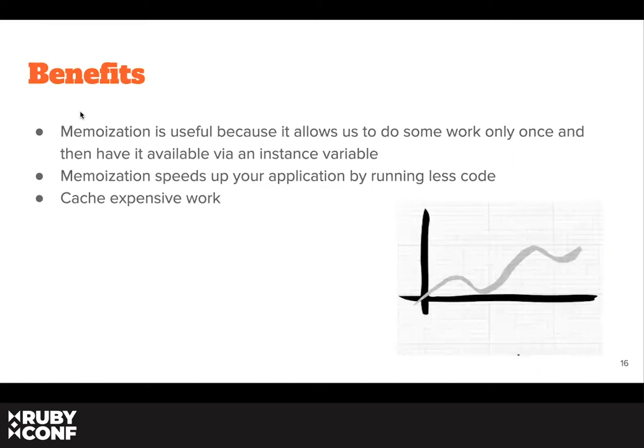So coming back to the benefits, memoization is very useful because it allows us to do some work only once, and then we reuse the same result through an instance variable. Memoization speeds up the application by running, you can say, less code. It caches expensive work like calls to external APIs.